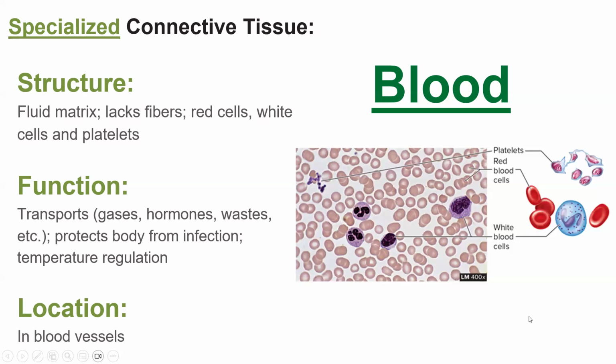And of course, we find blood in our blood vessels, just to be clear. Those would be our arteries. Arteries carry blood away, veins carry blood back to the heart, and then our capillaries are our intermediaries. Those are our really thin vessels where we actually exchange a lot of the nutrients and gases with our tissues.